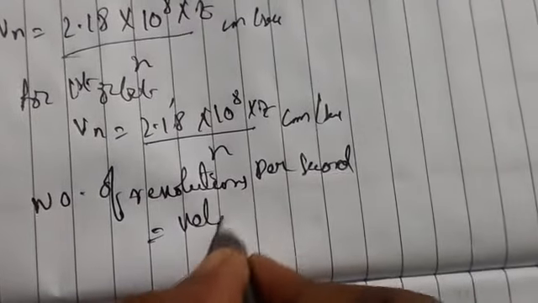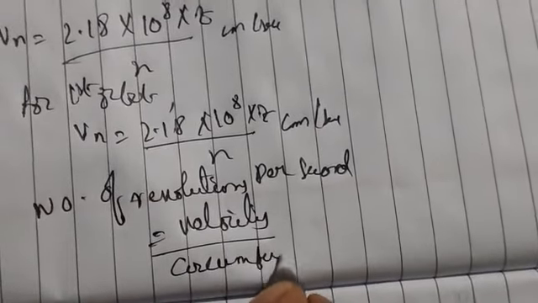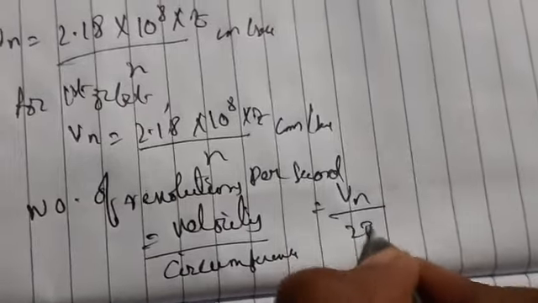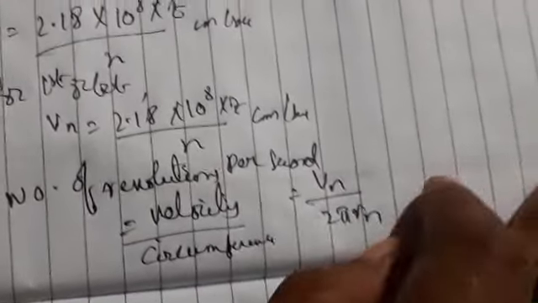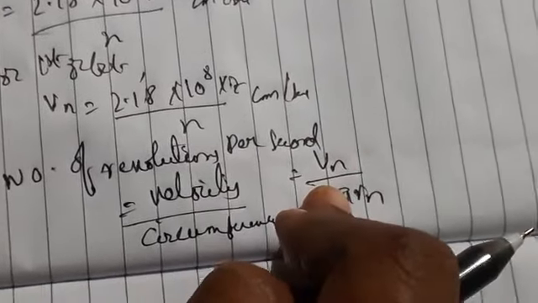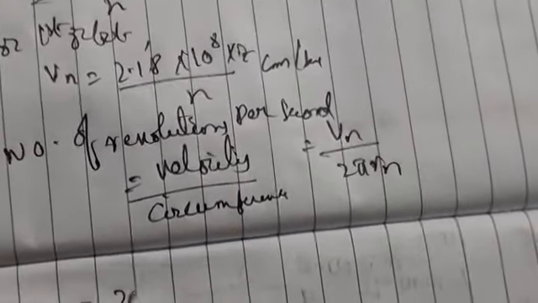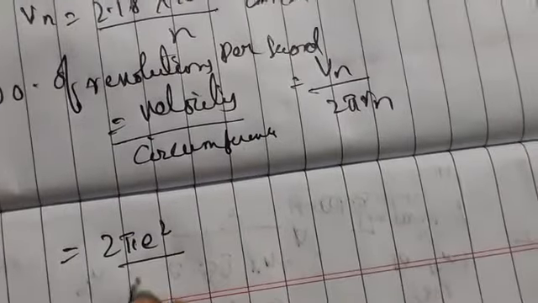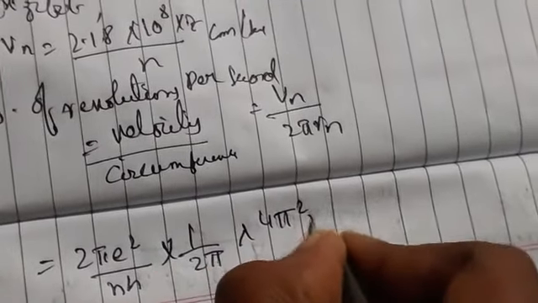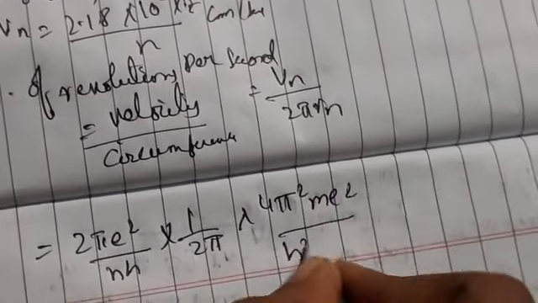It equals velocity by circumference, that is Vn by 2 pi Rn. Okay, the circumference of this circle we can say is 2 pi R, so Vn by 2 pi Rn. By this we can write: Vn is nothing but 2 pi e square by Nh, into 1 by 2 pi Rn. So what is the Rn value we are getting? 4 pi square me square by h square, by h square n square.